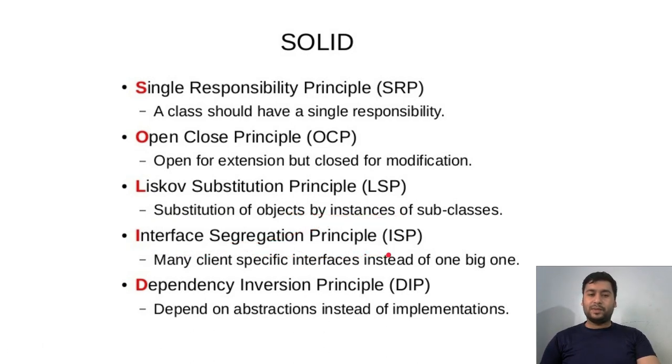Interface segregation principle means many client specific interfaces instead of one big one. For example, we are designing a database support, and for each database we have a separate type of connection. We can't create one interface and put all those methods in it. That is the wrong way. Based on the behavior and parameter changes, we can write one interface, a sub interface, another sub interface, and implement them based on behavior. That is the good way to follow the interface segregation principle.